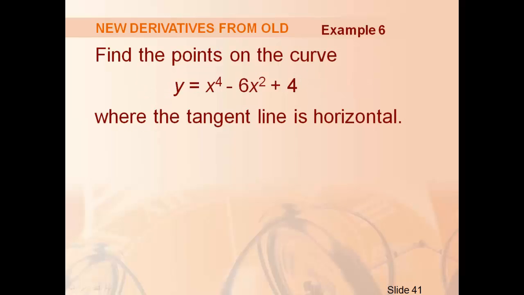The next problem, find the points on the curve y equals x to the fourth minus 6x squared plus 4 where the tangent line is horizontal. So see if you can work that before you look at the next video.